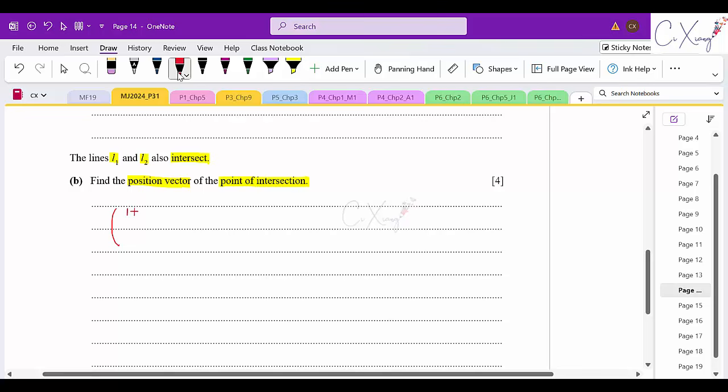So the first vector equation, if I combine them, I'm having 1 plus 2 lambda, negative 2 minus 2 lambda, and also 3 plus 4 lambda. So this is line number 1, and I let it equal line number 2. So for line number 2, I'm having negative 1 plus 3 mu, negative 1 minus 2 mu, then negative 1 minus 2 mu as well.